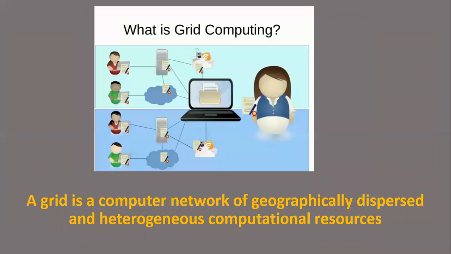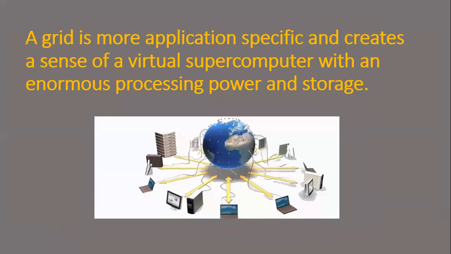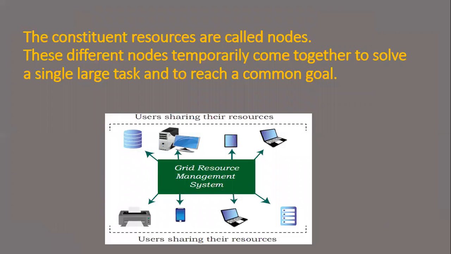Grid computing. Grid computing is a network of geographically dispersed and heterogeneous computational resources, people in different parts of the world. It is more application specific, and it creates a sense of virtual supercomputer with an enormous superpower. It just creates that sense, but actually everyone is at a different place. The constituent resources are called nodes. These different nodes temporarily come together to solve a single large task and reach a common goal.